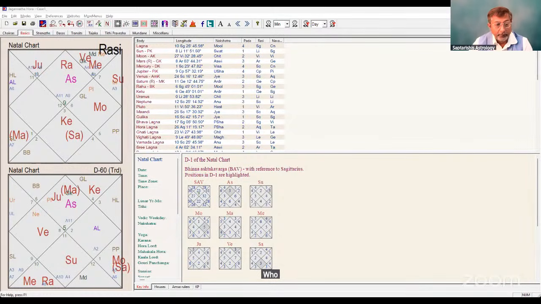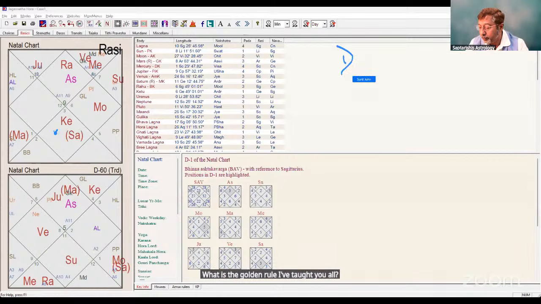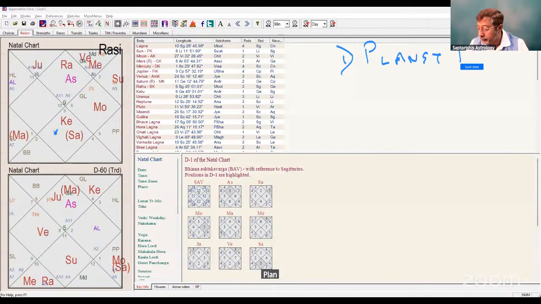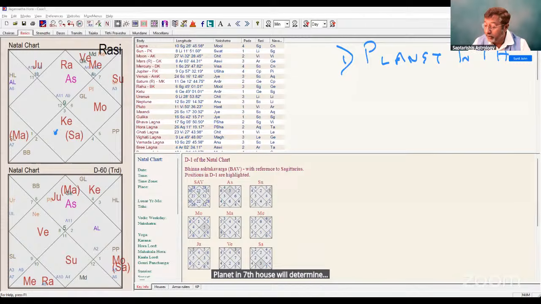Who's the Lord? Mercury. Correct? Traditionally, you look at this. What is the golden rule I've taught you all? First planet, this is basic traditional astrology, this itself is enough. The planet in the seventh house will determine the happiness and will interfere in your marriage in a good way or bad way.